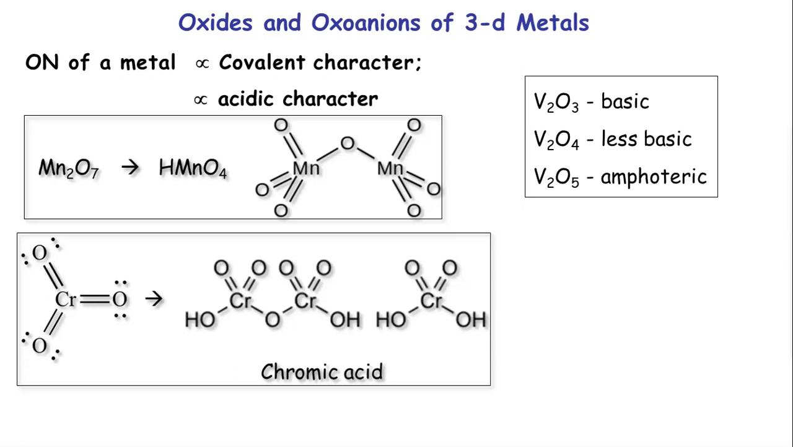Oxides and oxoanions. In general, the property you want to remember is that the oxidation number of a metal is proportional to the covalent character. This is very simple. Covalent character is the tendency to attract electrons from somebody else, to share them. A normal metal would give electrons, so when M goes to M+, it has given one electron. Now if M goes to M2+, it has given one more electron. So if the oxidation number increases, the metal becomes greedy, it wants electrons.